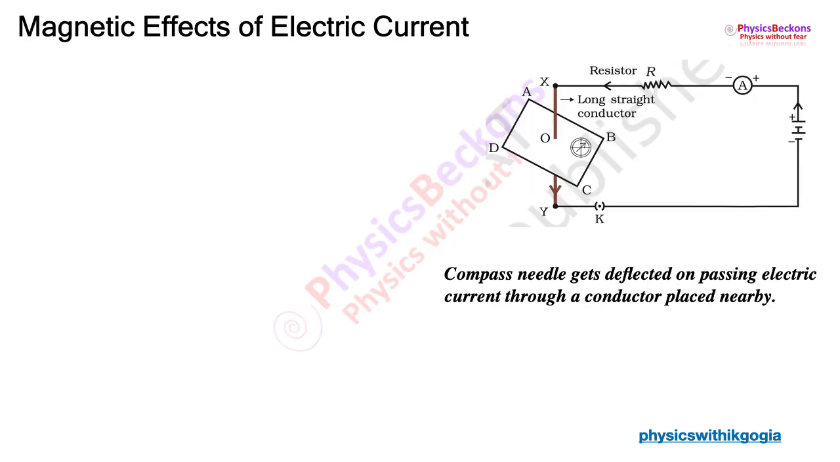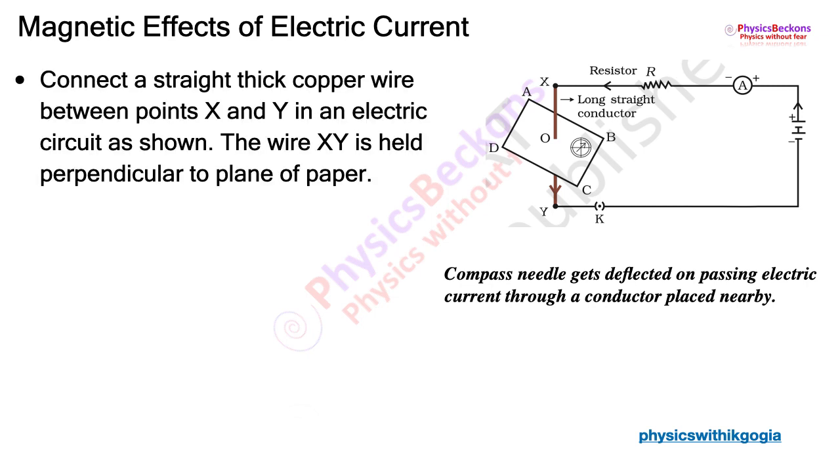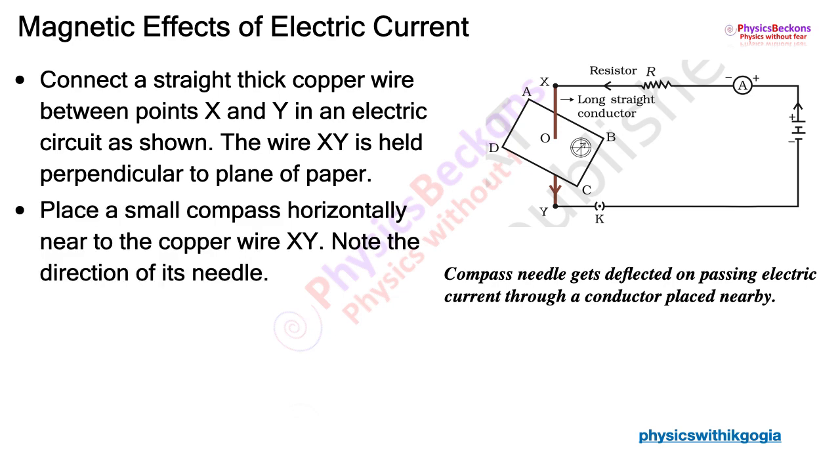We can perform an activity to study the magnetic effect of current. You have a circuit diagram. Here we connect a straight thick copper wire between points X and Y in an electric circuit as shown. The wire is held perpendicular to the plane of paper. Let's place a small compass horizontally near the copper wire XY. Note the direction of the needle.